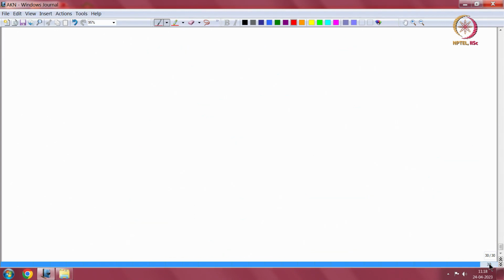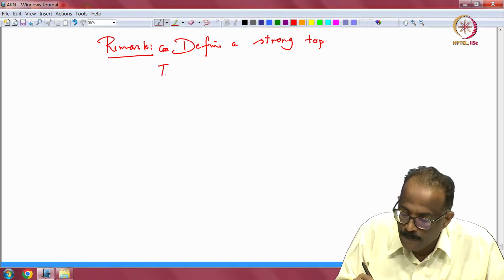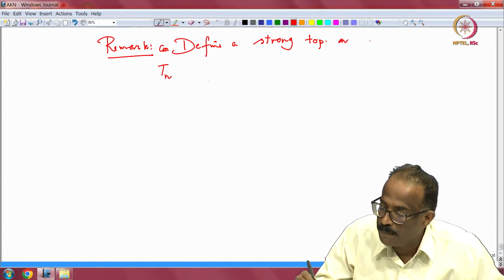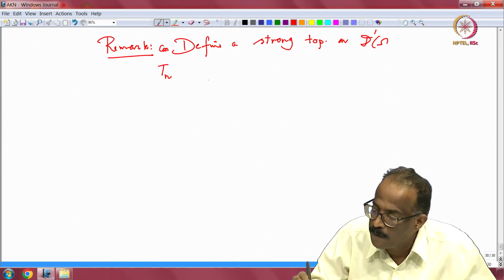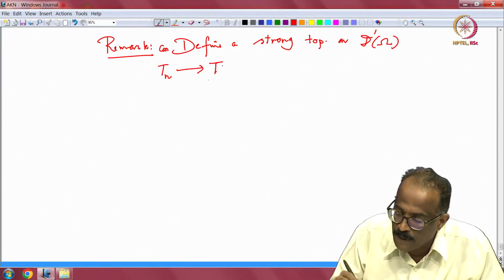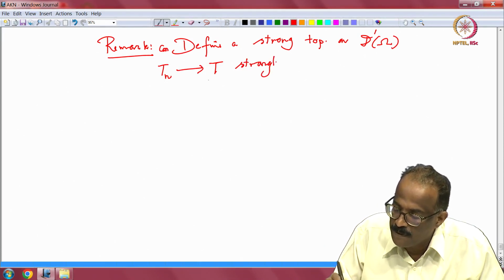One more remark. I thought I would explain it to you, but it is a little difficult. You can also define a strong topology on D prime. We have defined a weak star topology, but you can define a strong topology. This uses polar sets and other things, but let me not get into that. Let me tell you what the convergence is: T n converges to T strongly in the strong topology on D prime of omega.